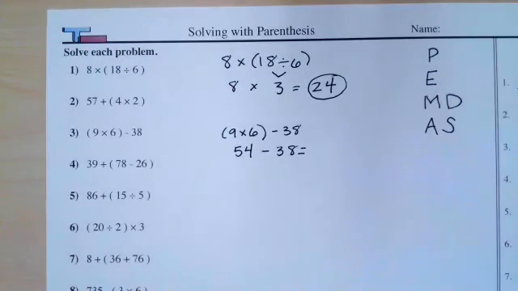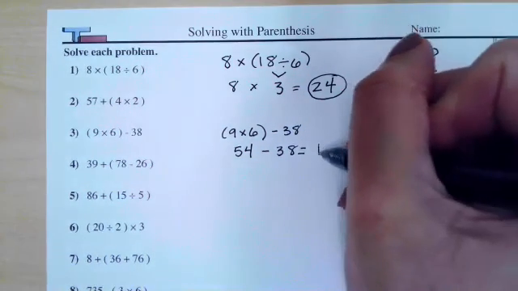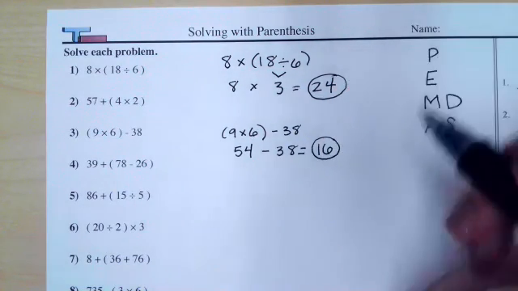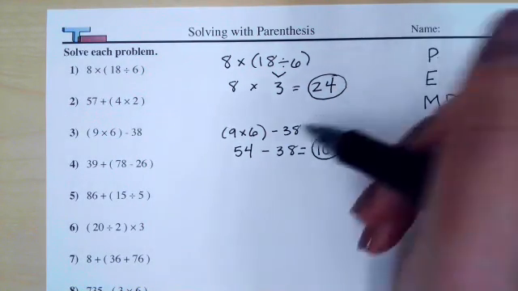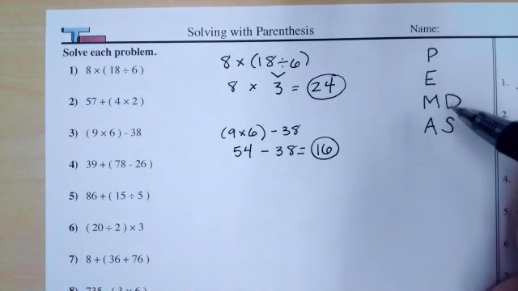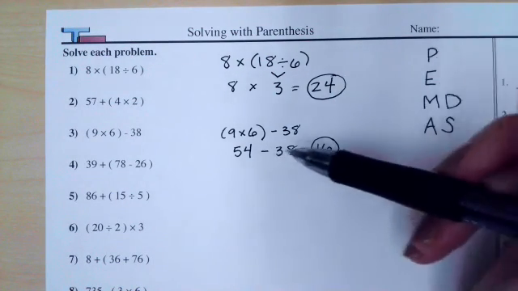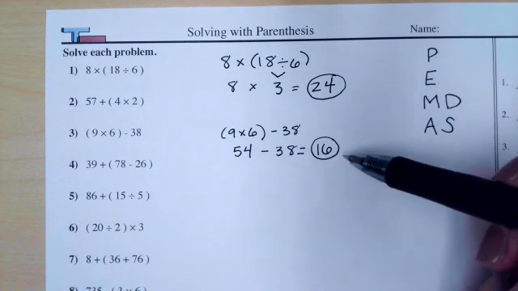Well, 54 minus 38, and this is where it's good to use a calculator to make sure that these small calculations are correct. So 54 minus 38 equals 16. And we did everything in its order. We did the parentheses first, no exponents, no multiplication and division, addition, subtraction, yep, subtraction. So we were able to do that and get our answer.